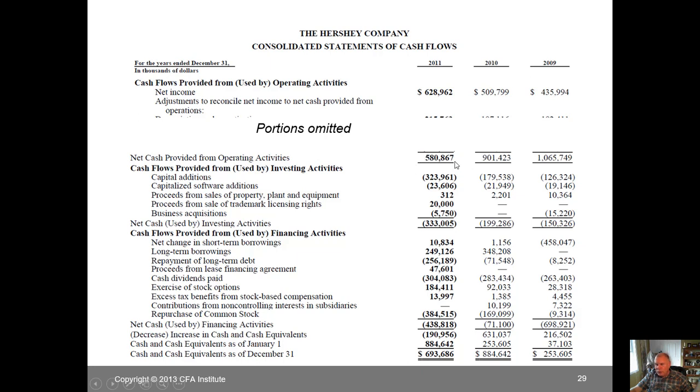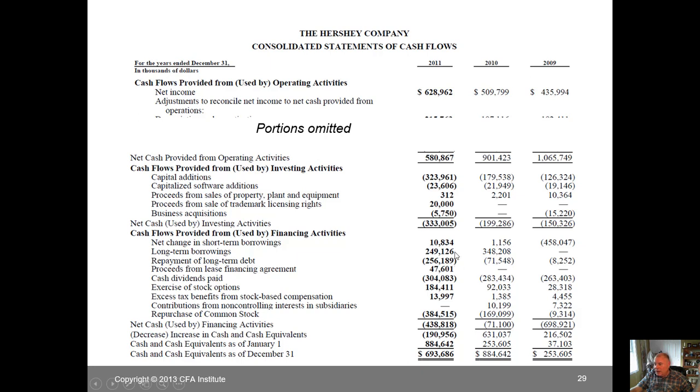We'll actually go into a little more depth. When we see cash flows provided from or used by, they made capital additions, they capitalized some software, they sold some licensing, so that is a non-capital item. That's not operating. When you sell capital assets, that provides cash. So in this case, operations provided $580 million. They used $333 million of it for investing. Moving down, financing used $438 million.